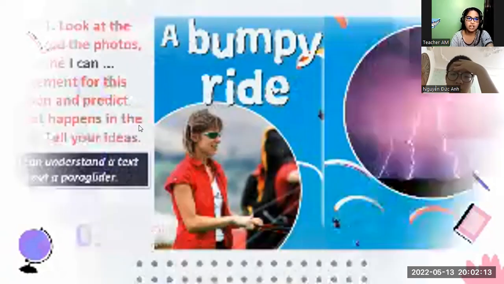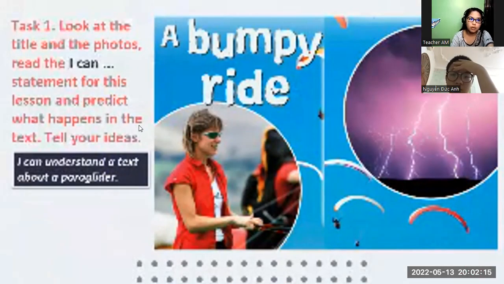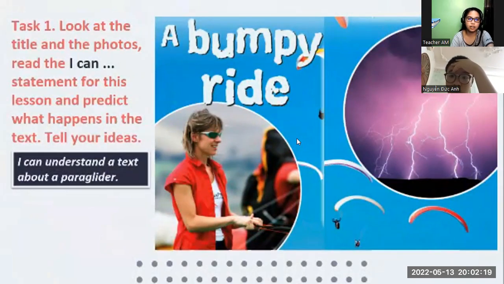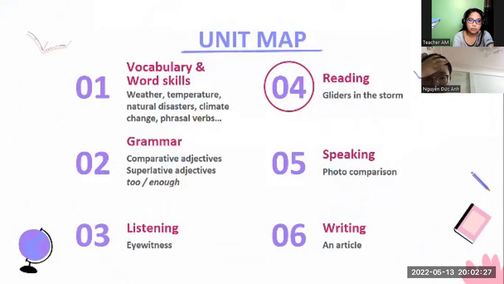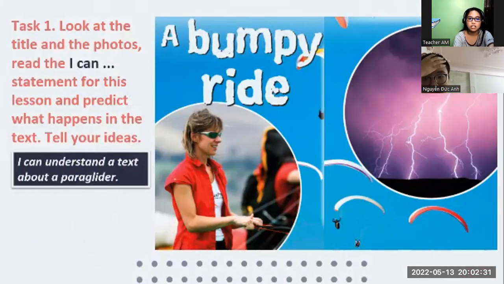Okay, so that's great. So now, Anne, we're going to have to discuss unit 4D. I think this is D. Okay, let me check. Okay, yes, this is D. We are now in our reading. It's all about gliders in the storm.